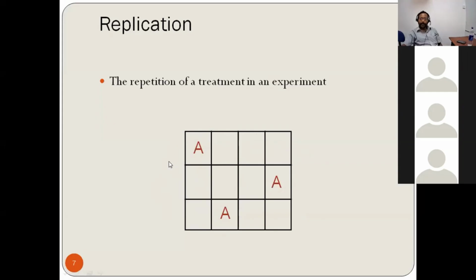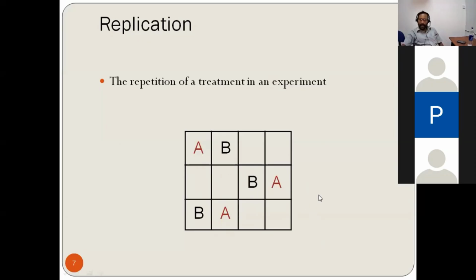So this is the first set of plots, then the second set of plots, and the third set of plots. Every time, let's say this is the first treatment A appearing in all 3 sets of plots. So how many times is A appearing? 3 times. So what is the replicate number? 3. Replicate is 3. The same treatment is repeated 3 times.